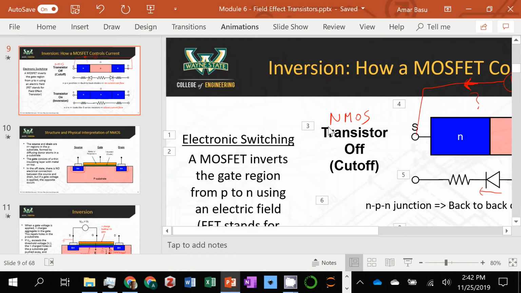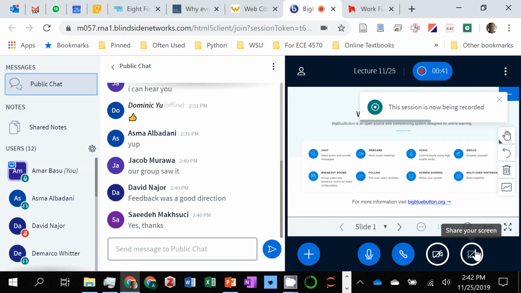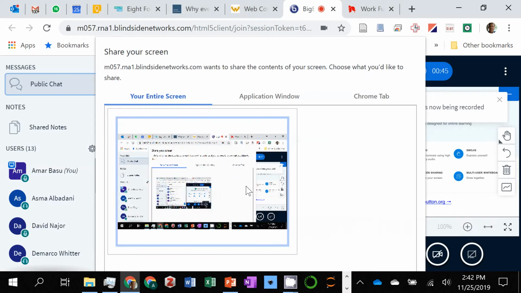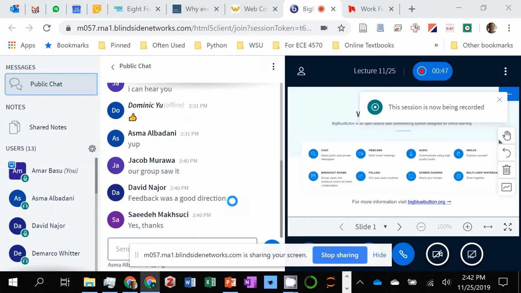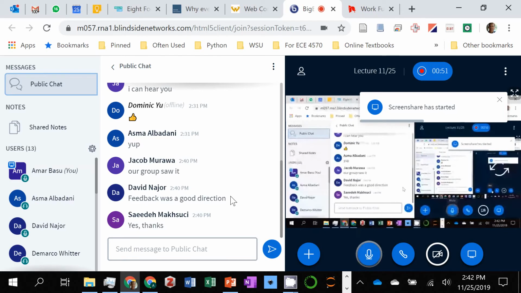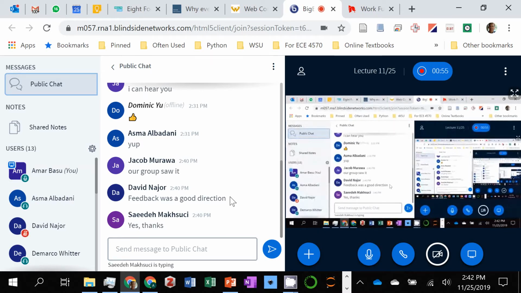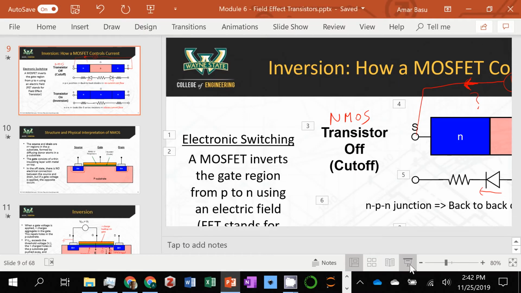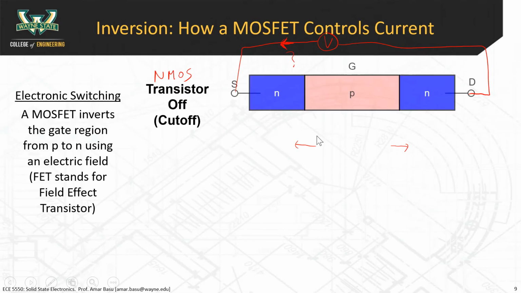Let me share my window here so everyone can see. Okay. So hopefully everyone can see my screen now. Give me a thumbs up if you can. Yep. Okay, great.